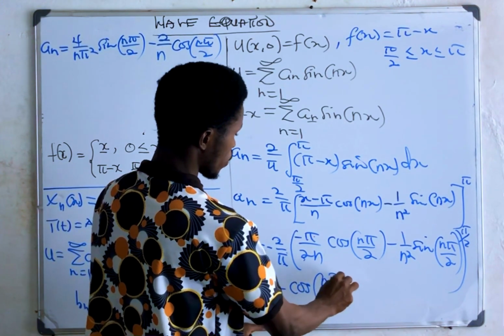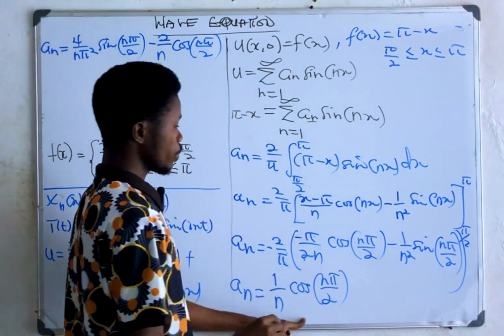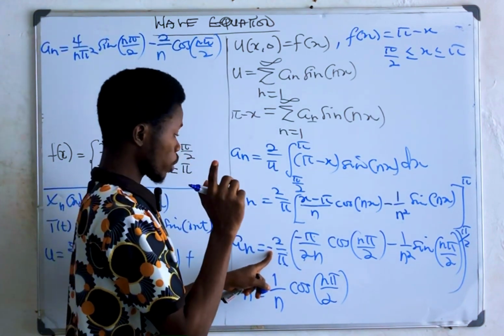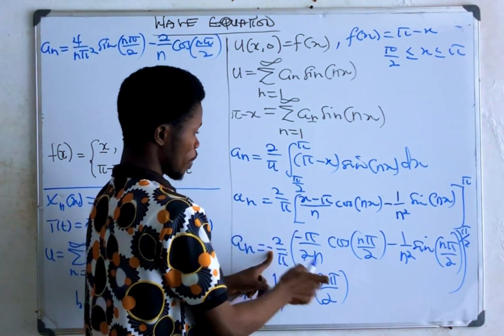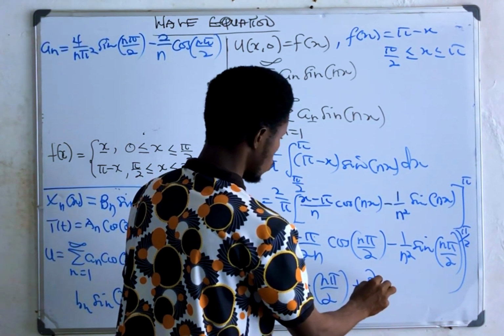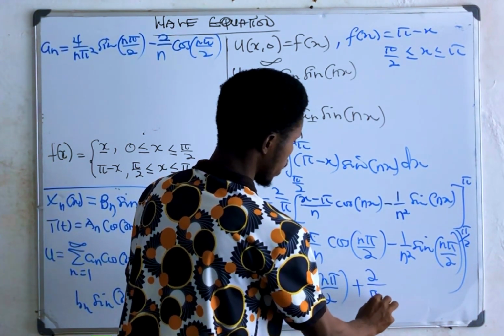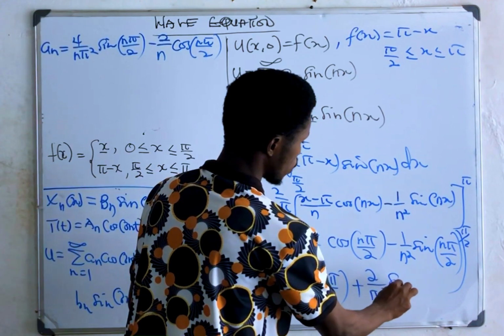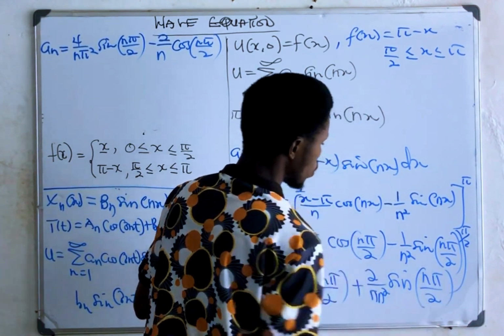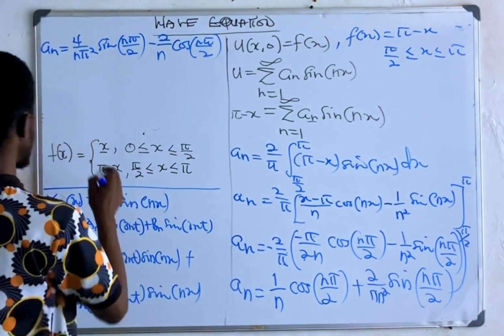Cos n pi over 2. Now this negative coming here cancels, leaving positive. Here nothing can cancel this. So we have 2 over pi n squared sine n pi over 2. So this is what we have.